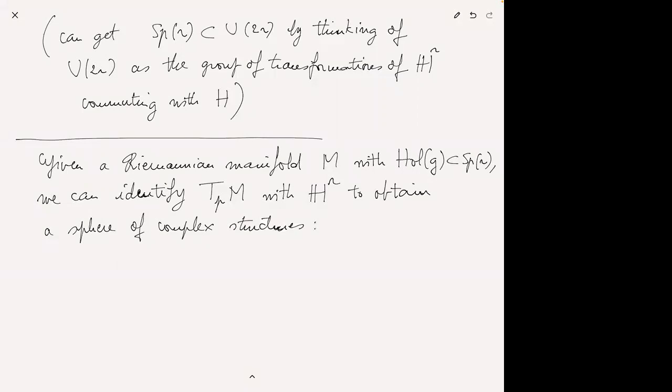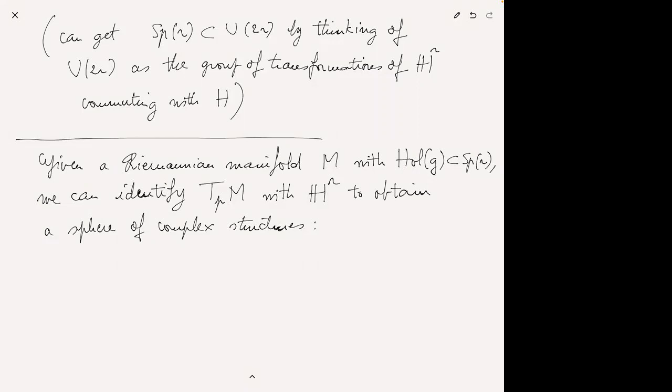And what are these complex structures? So we said that the holonomy group is contained in Sp(r), and we can naturally think of Sp(r) as a group of automorphisms of H^r, right? So that's how we do the identification of the tangent space to M with H^r. So the holonomy group acts on T_pM, and it commutes with the action of Sp(r) on H^r, right?